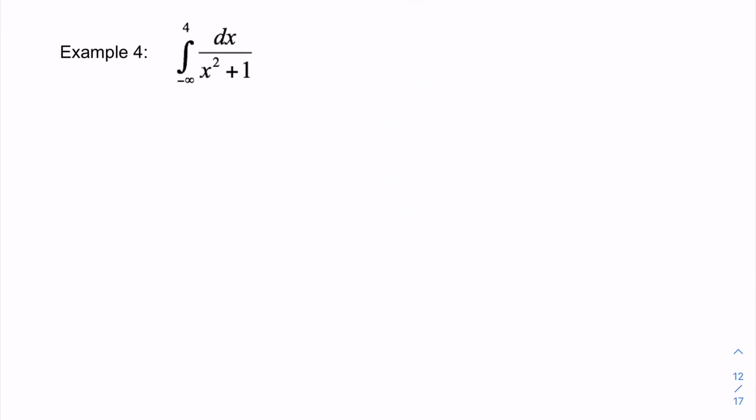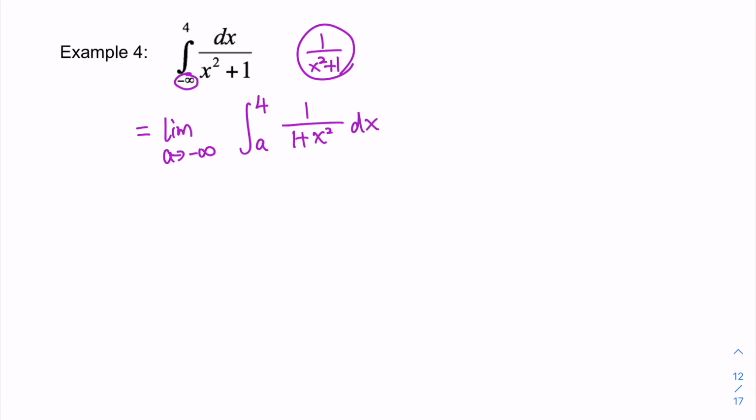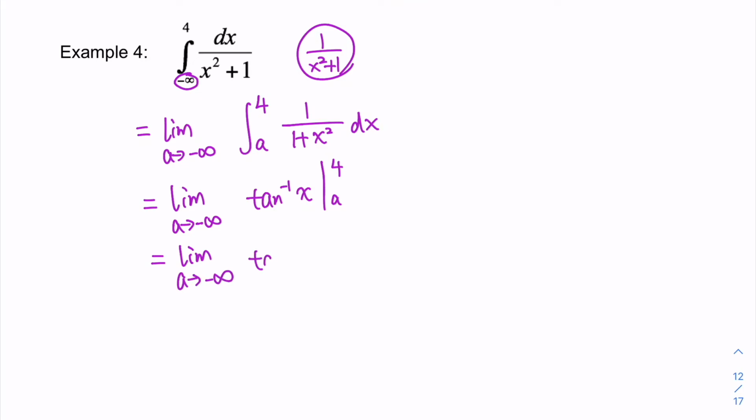Example 4, this is 1 over x squared plus 1. This function is continuous everywhere, but the boundary here is negative infinity, so it's still an improper integral. This will be limit a goes to negative infinity, integration a to 4, 1 over 1 plus x squared dx. As we know, that gives us inverse tangent of x, a to 4. So this will be limit a goes to negative infinity, tangent inverse 4 minus tangent inverse a.